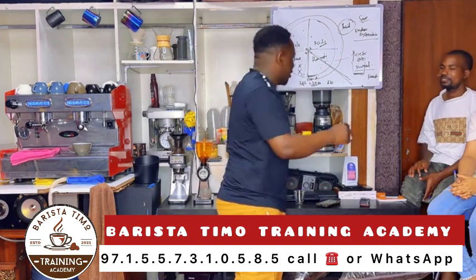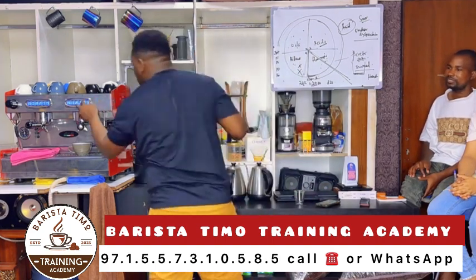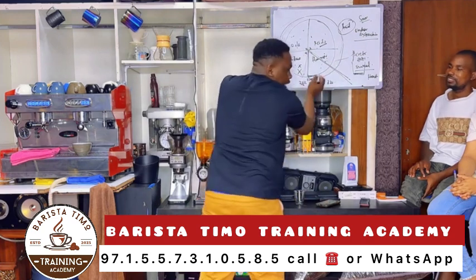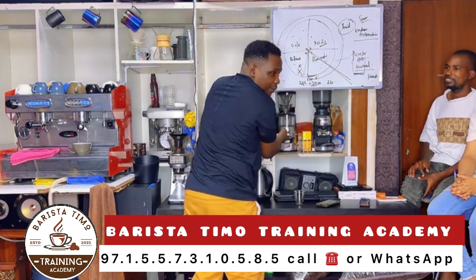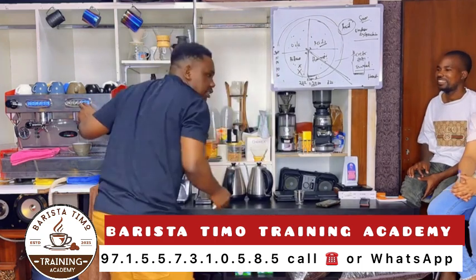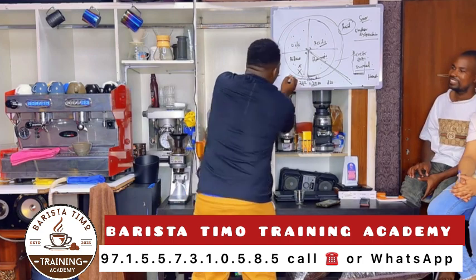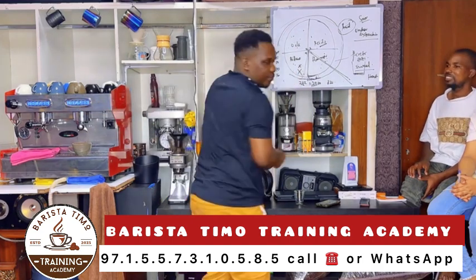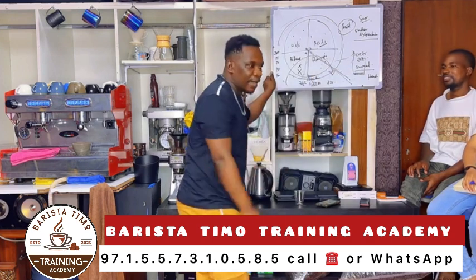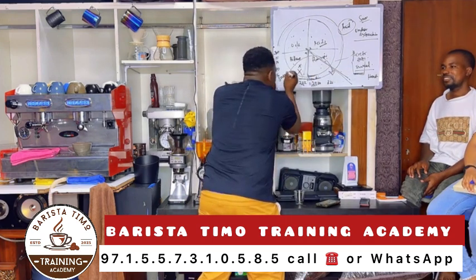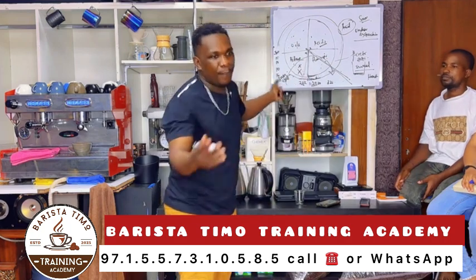But if you exceed your flavor zone, if you extract and it reaches here, listen, watch. I'm extracting. I exceed the flavor zone. I start to continue going into this zone. It means I've added bitterness into my coffee. This is what we call over extraction. What will my taste be? Simple.